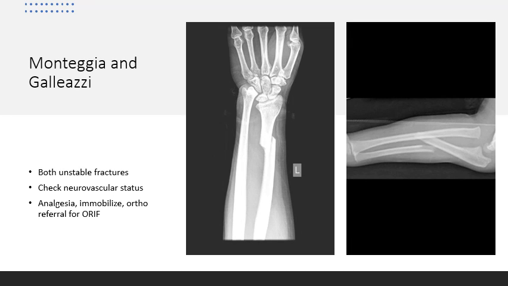Now Monteggia and Galeazzi fractures are the important forearm fractures. Both are unstable fractures. The important thing is that initially you need to check the neurovascular status. You need to give analgesia, immobilize, and make an urgent ortho referral for fixation since these are unstable fractures.